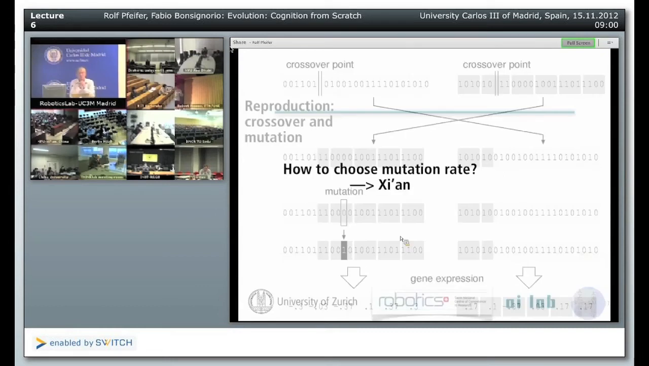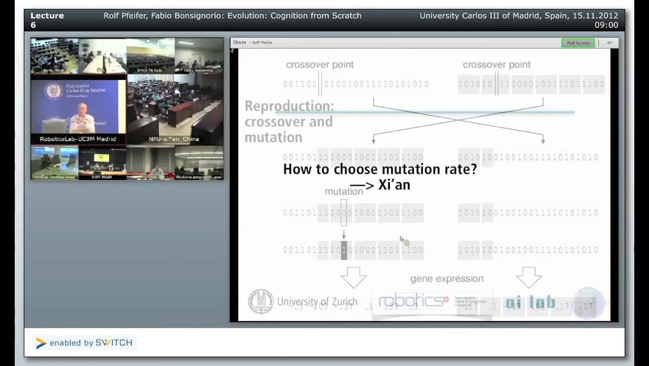Now the big question is, how do we choose the mutation rate? So maybe we can briefly have a statement from Xi'an on the mutation rate. What would be the considerations in choosing the mutation rate?